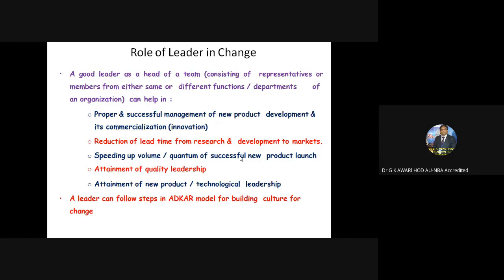A leader can follow the steps in the ADKAR model for building a culture for change. So speeding up the volume quantum of successful new products, and reduction of the lead time, is very important. What do you mean by the lead time? The time taken from when a product is designed or manufactured until it reaches the customer.